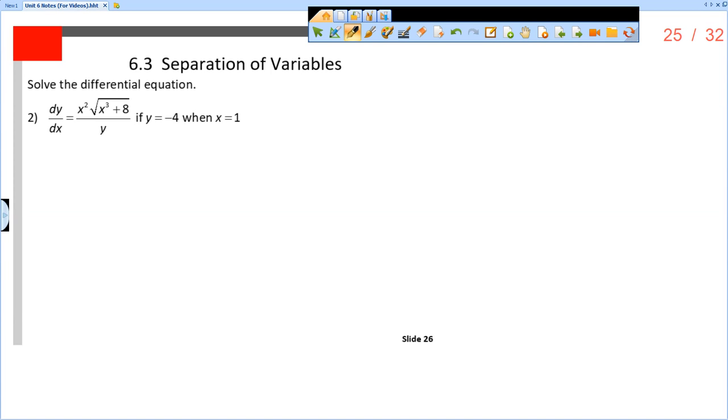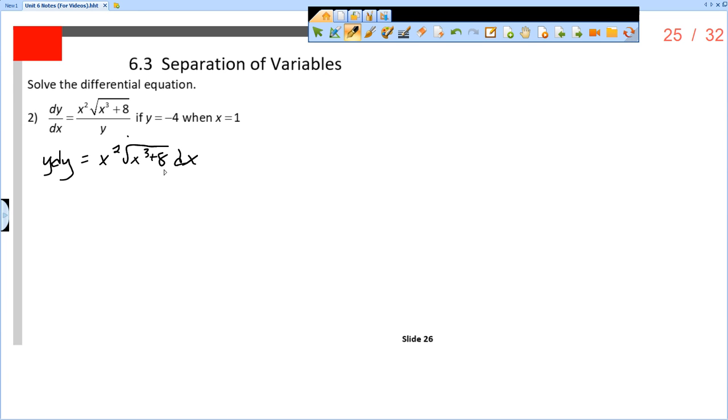All right, so it says solve the differential equation. What does that mean? Well, when I have dy/dx, that means I want to find y equals the original equation. The first step in solving a differential equation is to separate the variables. So I'm going to multiply both sides by y, so I get y dy, and then multiply by dx. So I have x squared times the square root of x cubed plus 8 dx.